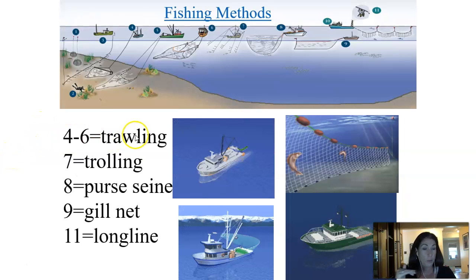Now, one other reason why we're overfishing our fish is because it's become very easy to overfish our fish. Up here we have some diagrams that show how we can get our different types of fish.